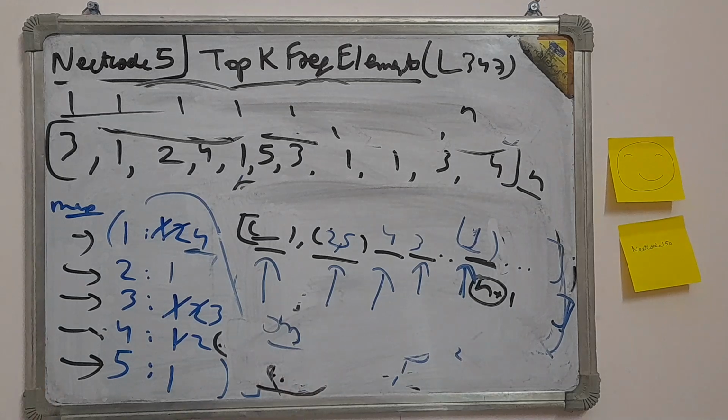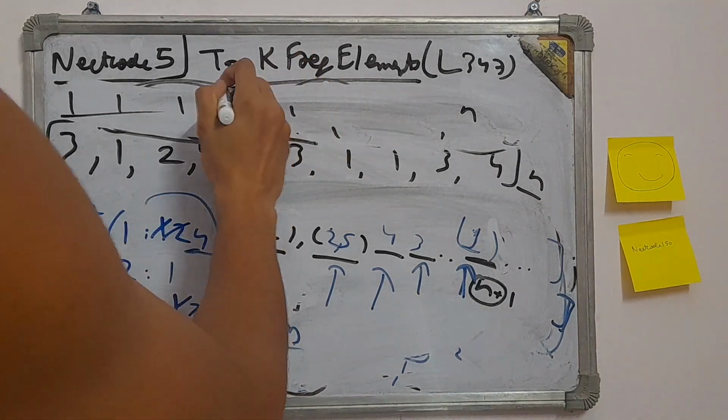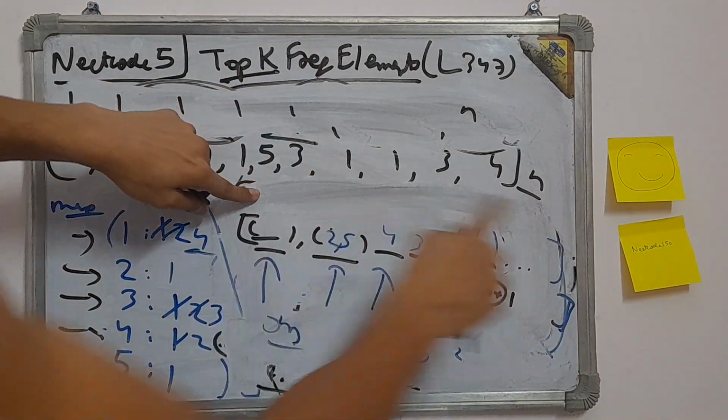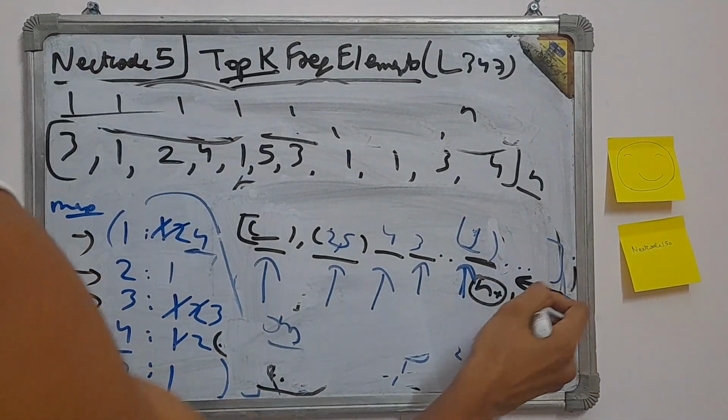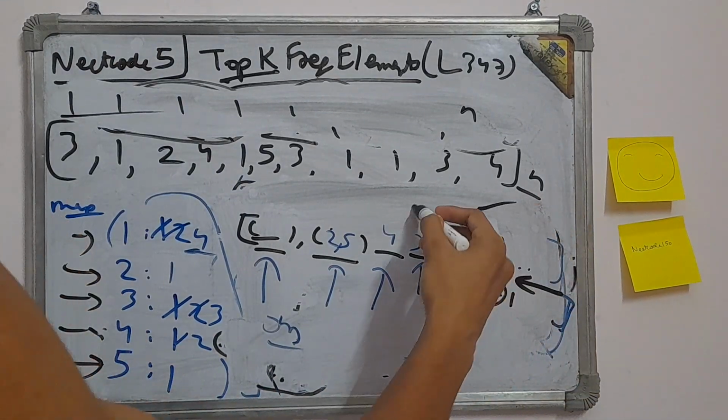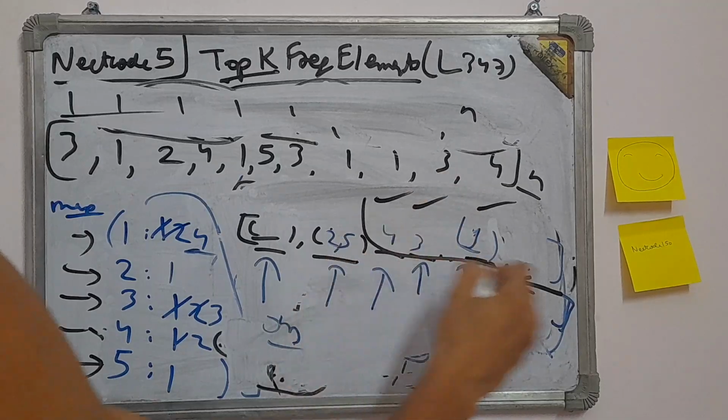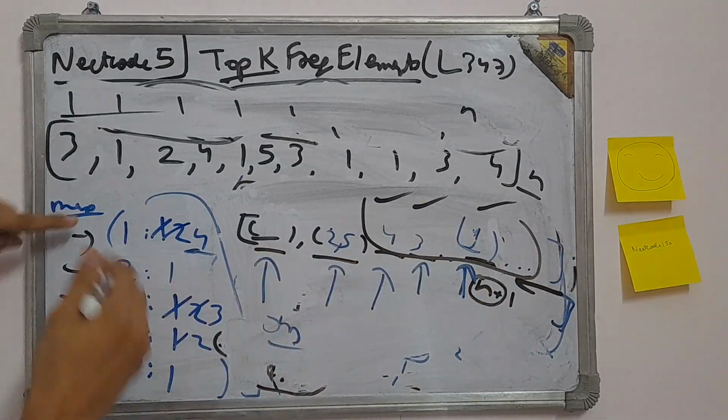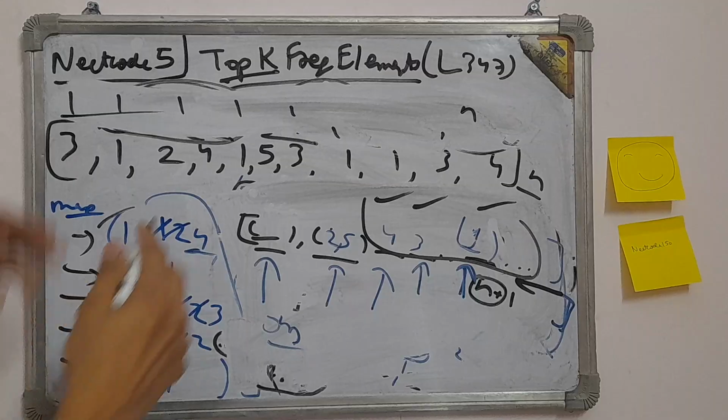Okay. So now what we're going to do is we need top k. So that means this is the lowest, this is the highest. So we start traversal from here, and we keep taking elements 1, 2, and 3. So now k is done. That means 1, 3, and 4. 1, 3, and 4 were our top k frequent elements.